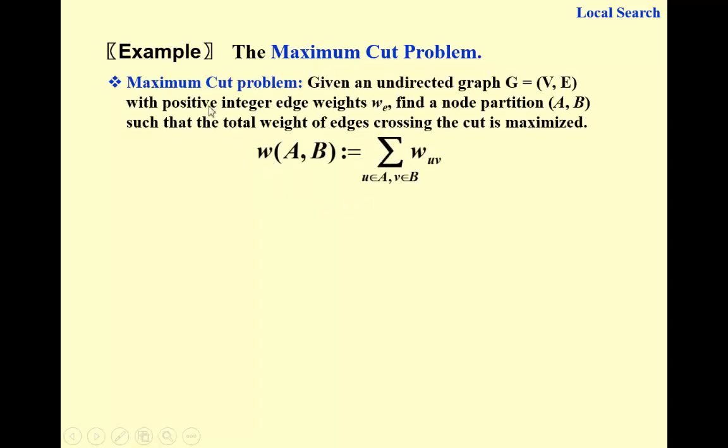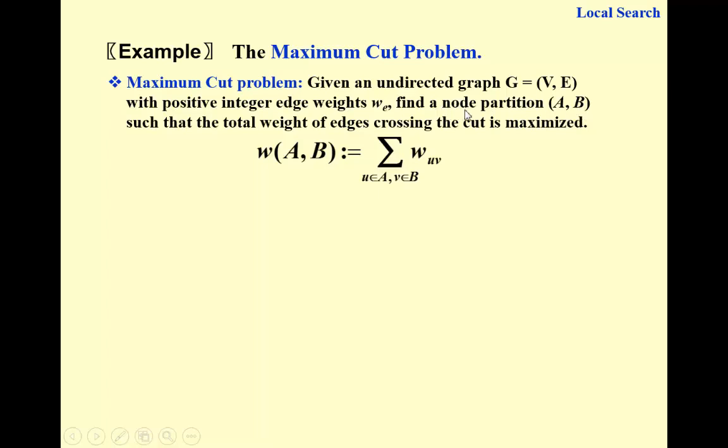Our last example is the maximum cut problem. The definition of maximum cut is the following. Given an undirected graph with positive integer edge weights, so all the weights are integers and they are all positive, we're supposed to find the node partition A and B.